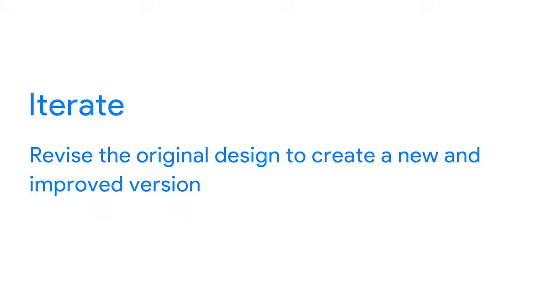Iterate means we revise the original design to create a new and improved version. UX design is all about coming up with an idea, getting feedback from participants or users, and iterating to make the idea better. We are constantly improving our work. So let's jump right into this exciting next step, analyzing and synthesizing the research results. To get started, we'll discuss a real-world example of how insights were used to improve a design here at Google.